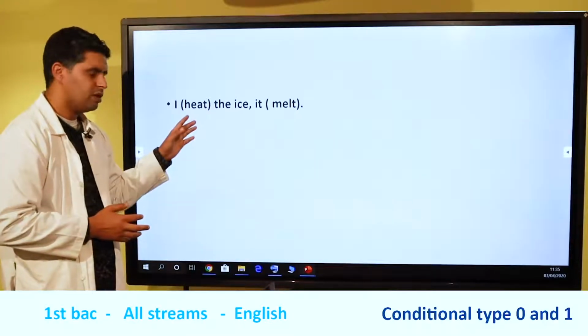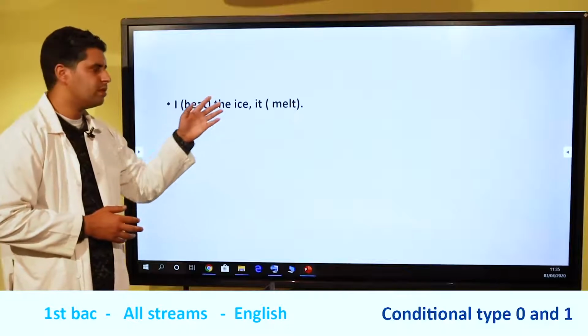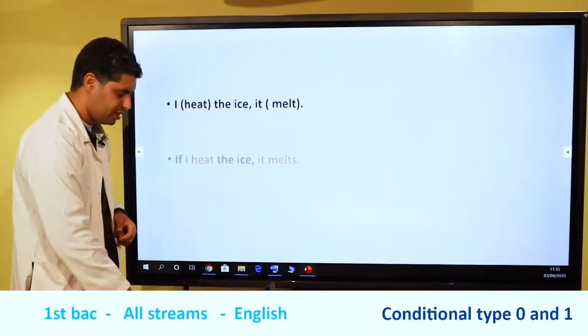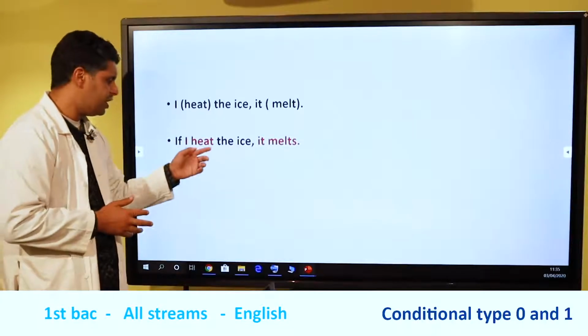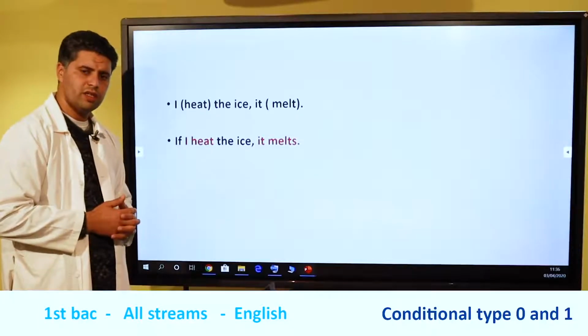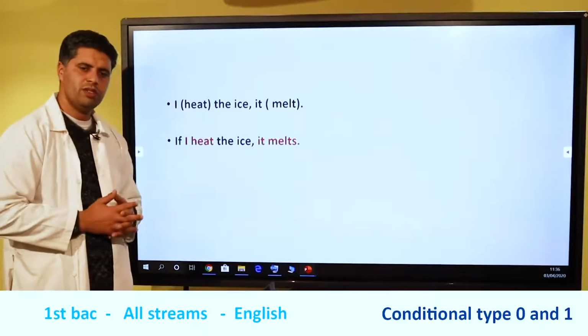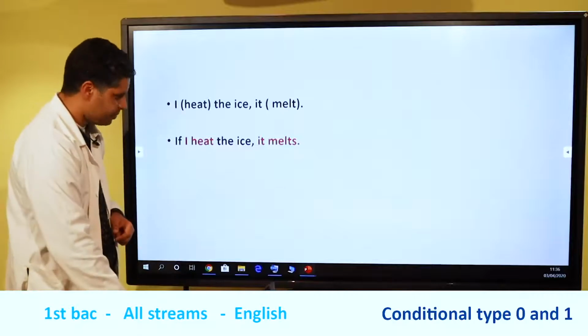Another example: I heat the ice, it melts. Here we have to use the conditional zero, and that's why we have to use the present simple plus present simple in the second part of the sentence. So the answer will be: if I heat the ice, it melts, as you can see. So here we have the first part, which is used with the present simple, and also the second part, which is also used with the present simple.